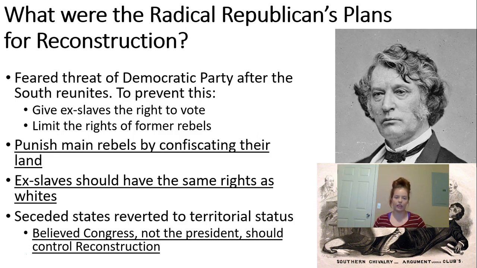So specific ways that we can do these two things: number one, punish main rebels by confiscating their land, and number two, giving freedmen the same rights as whites. They also believed that seceded states should revert back to territorial status, since they left the country, and so they're going to have to follow a similar process as territories to gain entrance back in. They also believe that Congress, and not the president, so not Lincoln alone, should control the Reconstruction process.